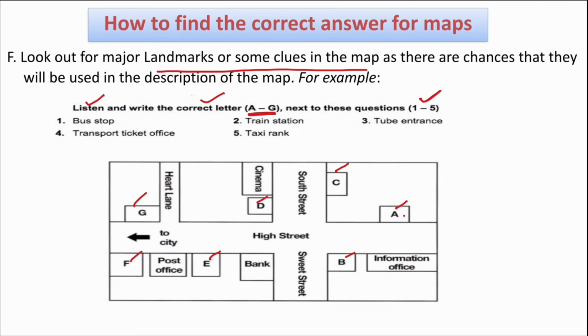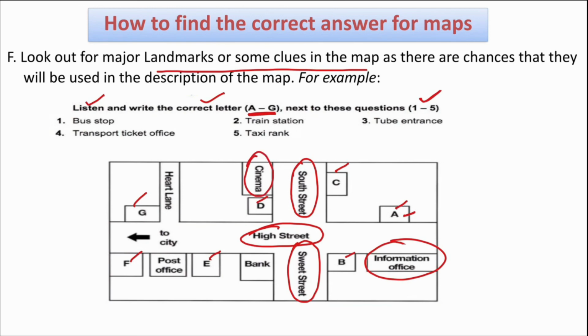First, for option A, the landmark will be the information office because it is near option A. So maybe the question will refer to option A according to the information office. Then for option B, the landmark will be Sweet Street or High Street. These two are the landmark options for question B. Then for option C, South Street will be the landmark. For option D, it will be the cinema. For option E, the landmark or the clue will be either the bank or the post office. For option F, it will be the post office. And for option G, it will be Hart Lane.